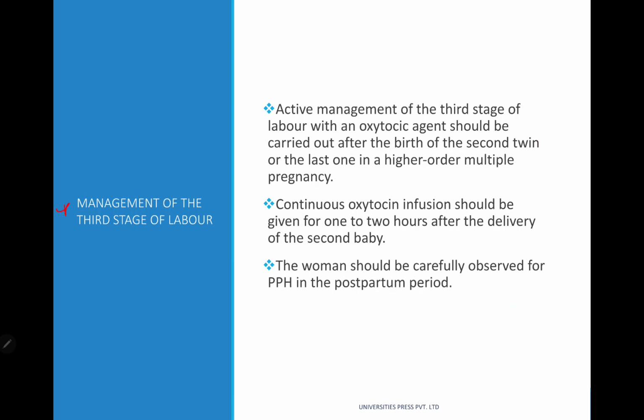So now let's look at the management of the third stage of labor. Active management of the third stage of labor with the oxytocic agent should be carried out after the birth of the second twin. Even after the birth of the second twin, active management of third stage of labor should be carried out by using an oxytocic agent, or after the last baby in a higher order multiple pregnancy.